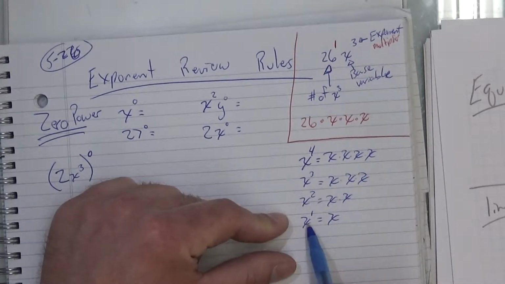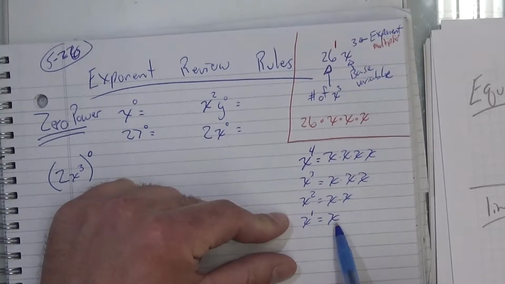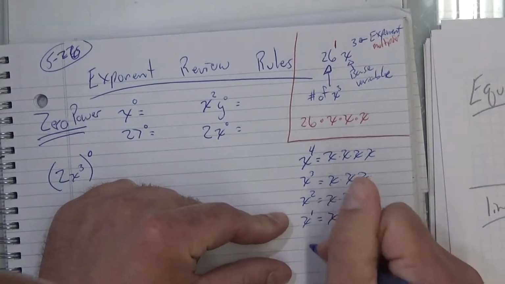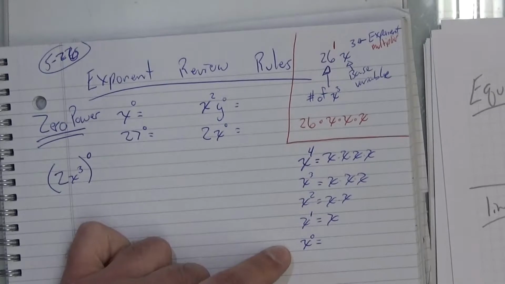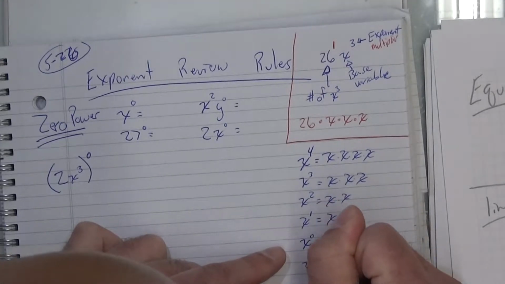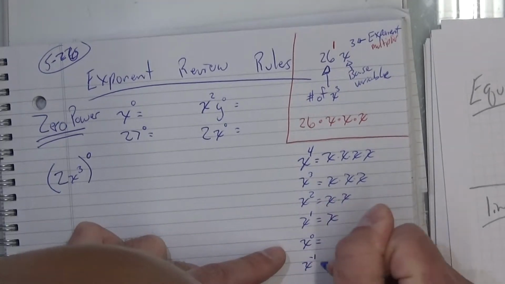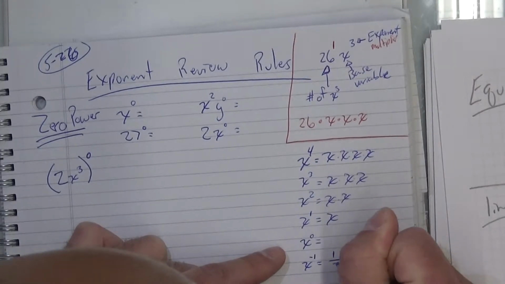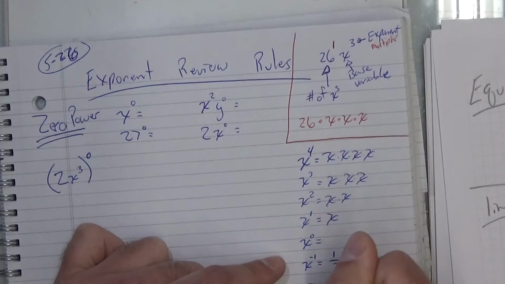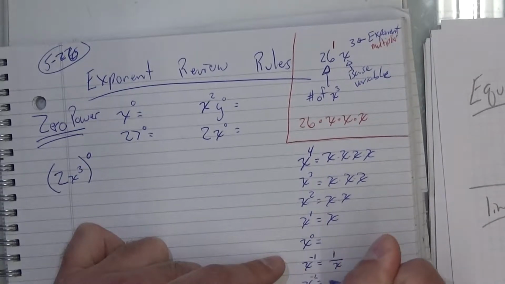X squared, there's 2 of them. X to the 1, there's just one x. X to the 0, all right? X to the negative 1 is 1 over x. X to the negative 2 is 1 over x squared.